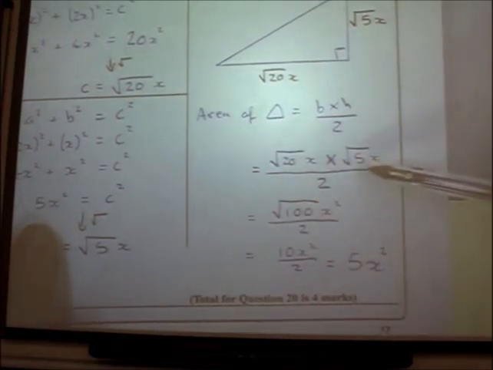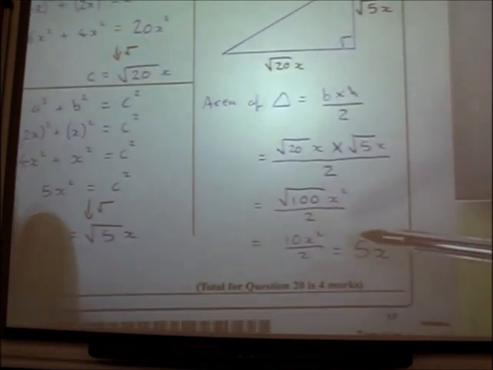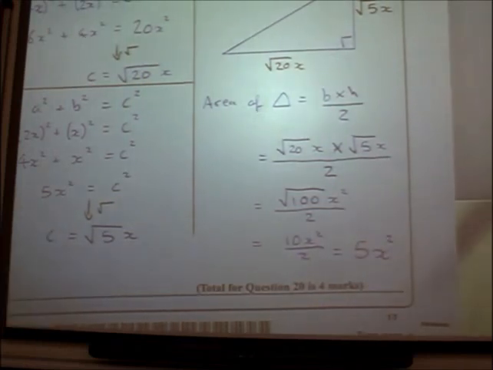20 times 5 is 100. x times x is x squared, divided by 2. The square root of 100 is 10. So that's where I've got 10x squared from, divided by 2. And half 10 is 5. So the answer is 5x squared. That is a lot of work, I think, for 4 marks. But if you recognise it's Pythagoras, have a go at it.